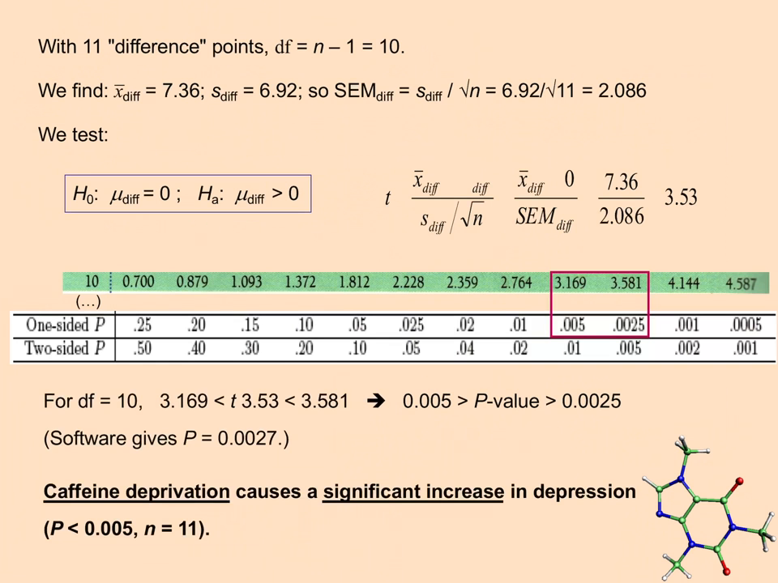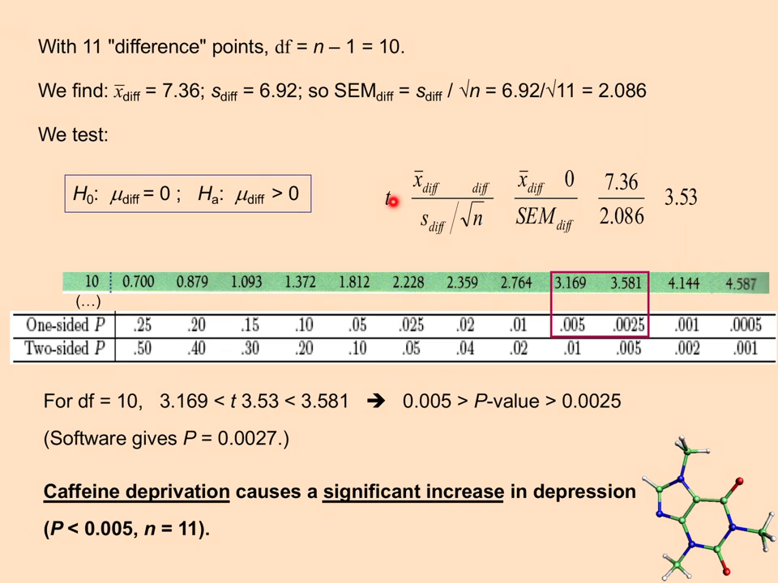So we have a total sample size here of 11. We have 11 difference points. That means our degrees of freedom is n minus 1, or 10. And again, this is going to tell us what row of our table C to look at. So we find our mean difference equals 7.36. Take all 11 difference points, average them, and you get 7.36. The standard deviation of those 11 points is 6.92.